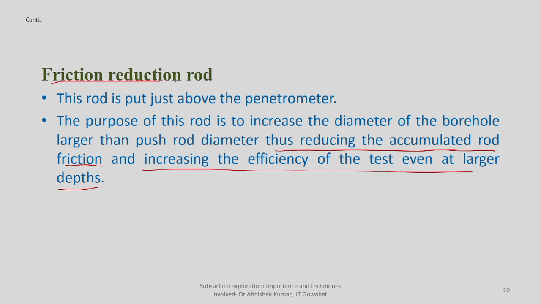So, if you do not put it, what happens? You may get a large fraction of friction even from the layers which are not surrounding the penetrometer. You can get friction from surficial layers, which you are not actually targeting once you reach a particular depth. So, to ensure the penetrometer is only measuring the resistance offered by the soil surrounding it, you have to make sure the soil above the penetrometer is sufficiently spaced apart from the drill rod or push rod. For that you provide a friction reduction rod. Once you provide this rod, you will not get additional friction from soil layers located above the penetrometer.